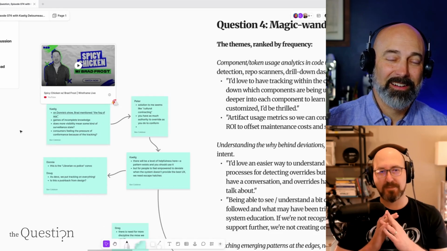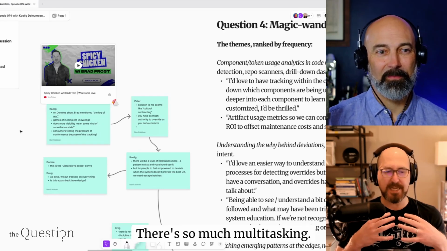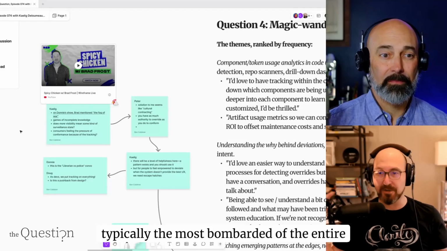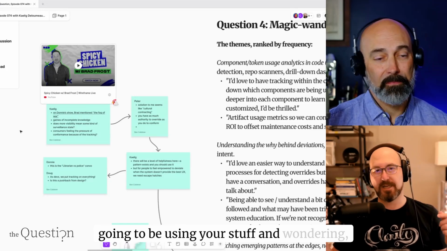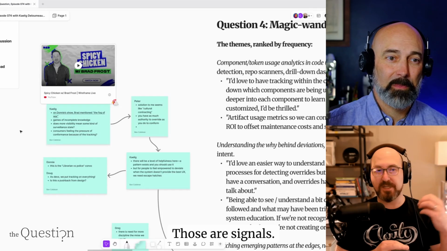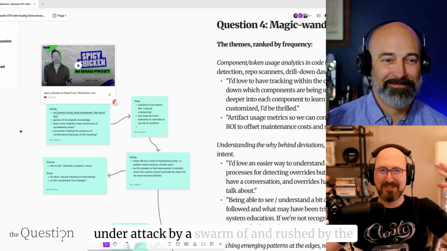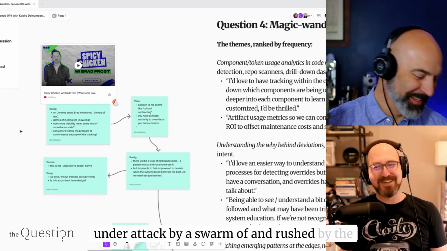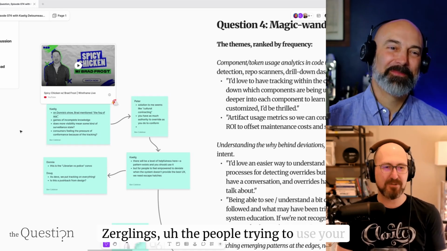Yeah. But for your team, as a design system team, it's the same. There's so much multitasking. Design system teams are the ones that are typically the most bombarded of the entire company by questions, because everybody's going to be using your stuff. Yeah. And wondering, how do I do this? How do I do that? Those are signals. Those are great. But as you're under attack by a swarm and rushed by your Zerg, by the Zerglings, the people trying to use your stuff.